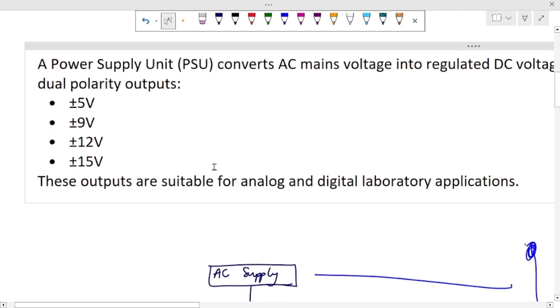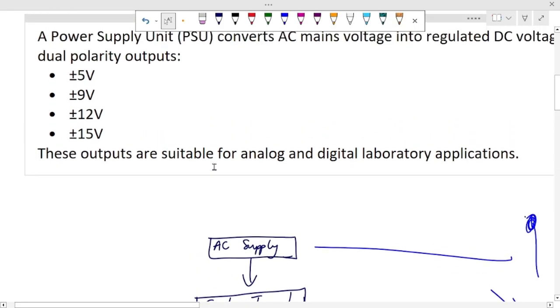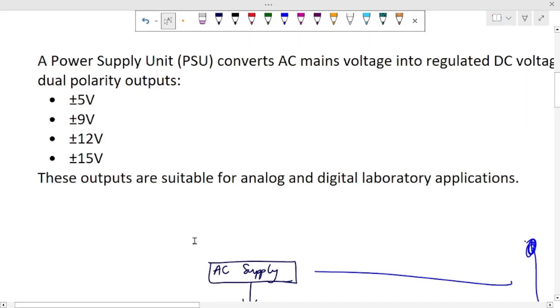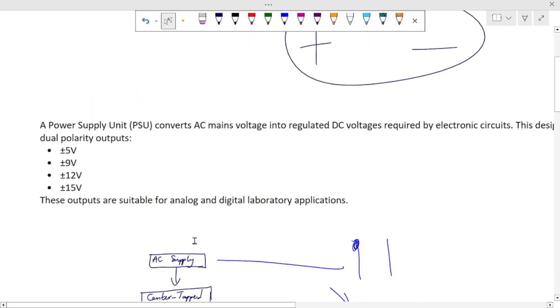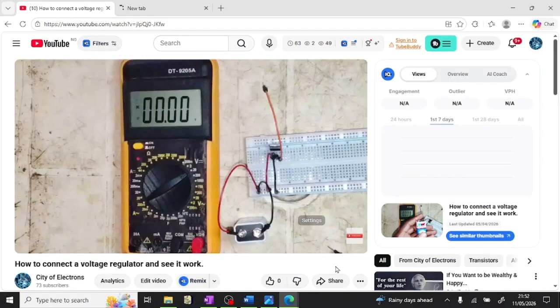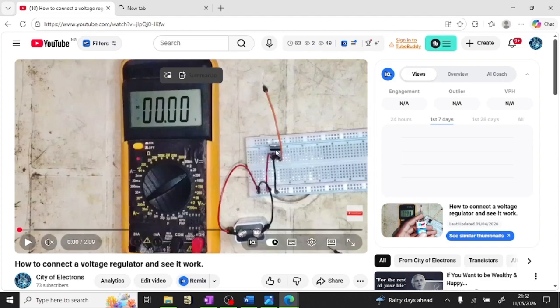Voltage regulator, okay. I made a video on a voltage regulator, but that one I used for just positive 5 volts. And I think I should show you that video now. You can watch that video here. Yeah, I'll show you that video. Okay, so this is a video where I talked about how to connect a voltage regulator and see it work. The voltage regulator is right here. Just watch this video and you'll see what I'm talking about.